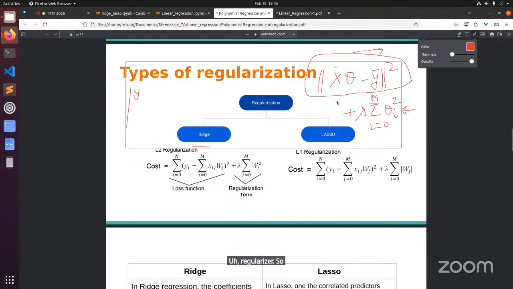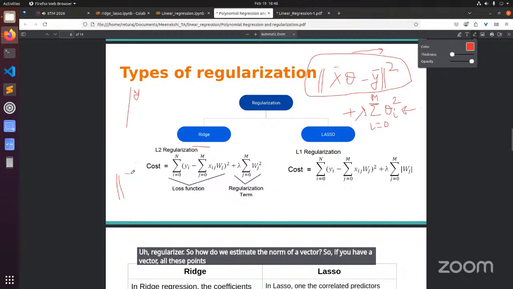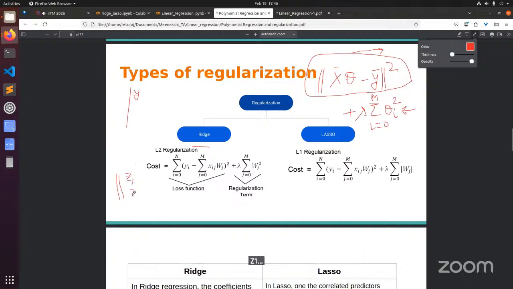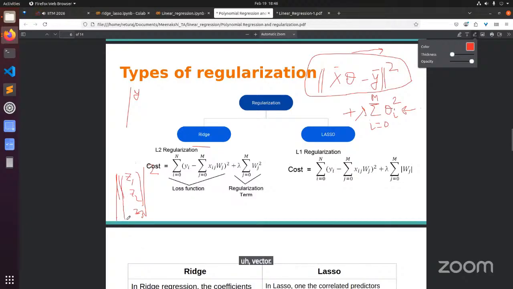So how do we estimate the norm of a vector? If you have a vector, say the vector is z1, z2, z3, say there are only three dimensions, and you want to estimate the norm of this vector. How do you do it? The value is z1 square plus z2 square plus z3 square. That's it. This is what it is. Norm square. So you are doing norm square.